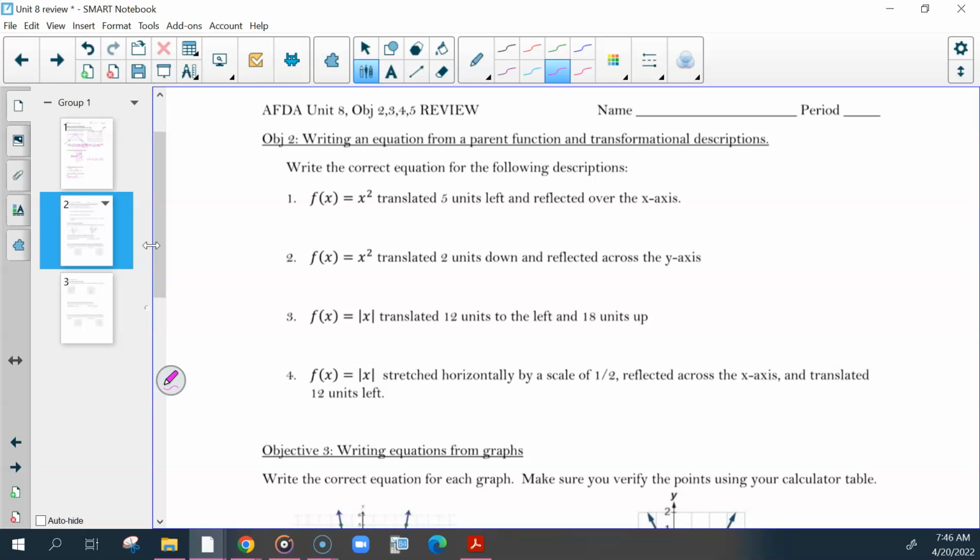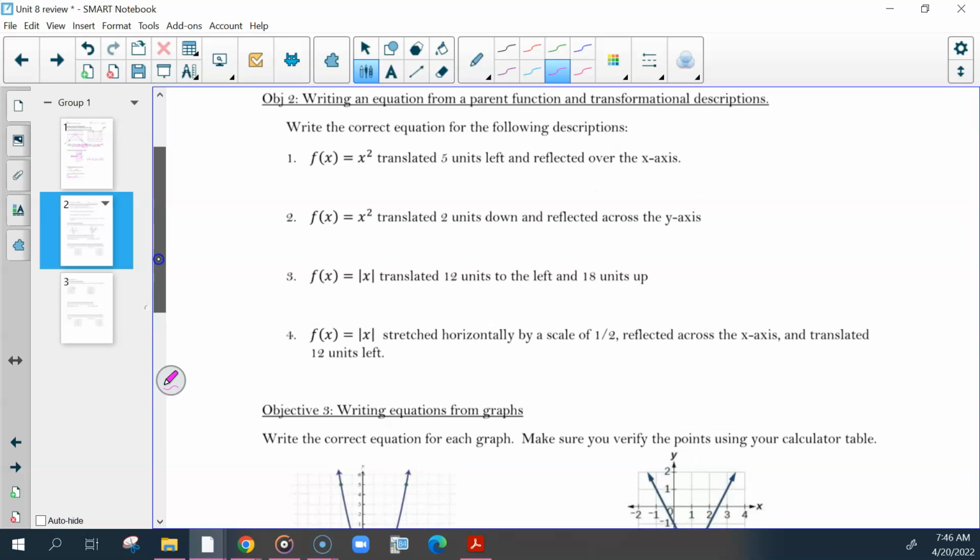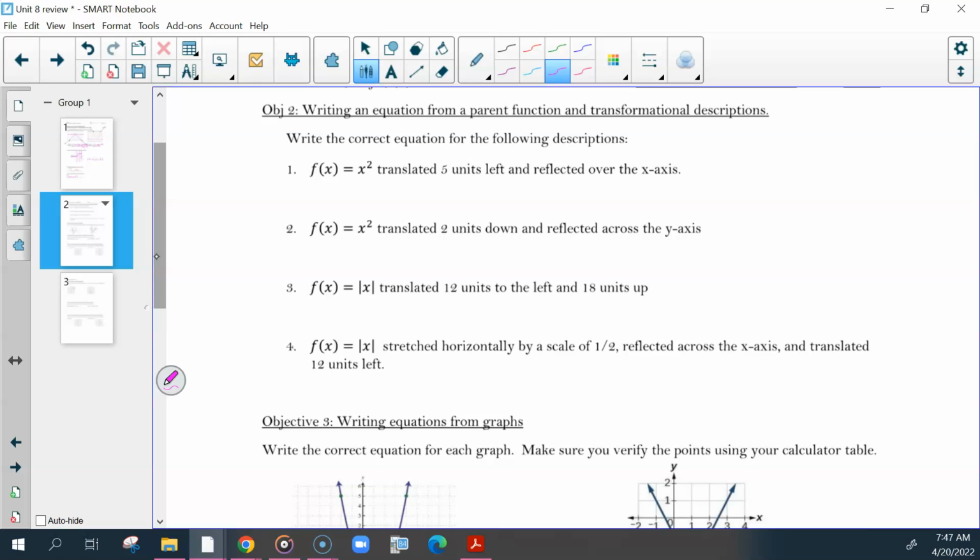Objective 2 was writing an equation from the transformations. So this is where you need to remember what's inside, what's outside, and what looks like what. For number 1, it's giving us the parent function x squared. It's translated 5 units to the left. Left is an inside thing, and remember, anything inside does the opposite. So left would really be plus.